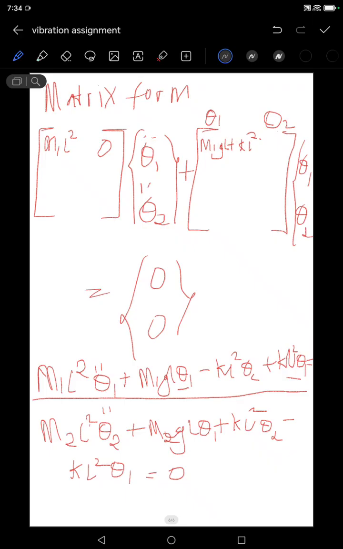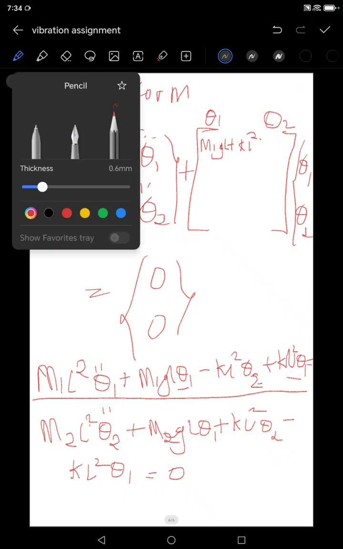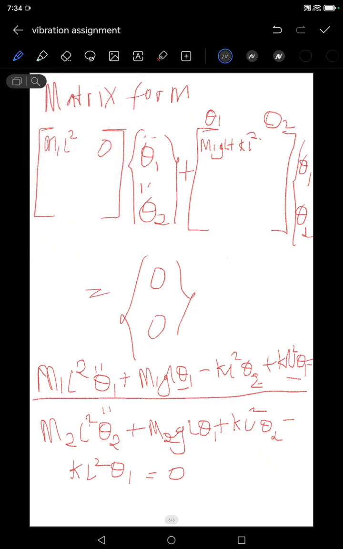Do we have theta 2 in our equation? Yes, we do have theta 2, so is this one. We have theta 2, which is negative KL squared. Let me just write it with a different color. Then this one's going to be KL squared. Guys, this is negative KL squared. And then now we are done with the first equation of motion.